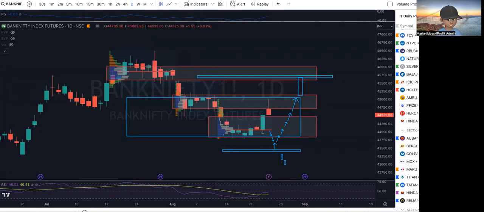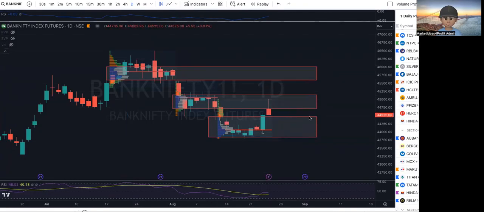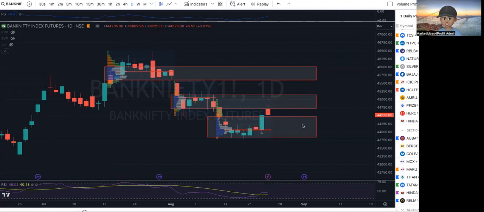Let me remove all the drawings that we had on Nifty, and this is the analysis that I'm making for Bank Nifty. Like Nifty was in two areas, Bank Nifty can be divided into three areas, and this is exactly what we saw. We saw the gap up take us higher, and we opened right at the edge of the upper value area. See how important these levels are.